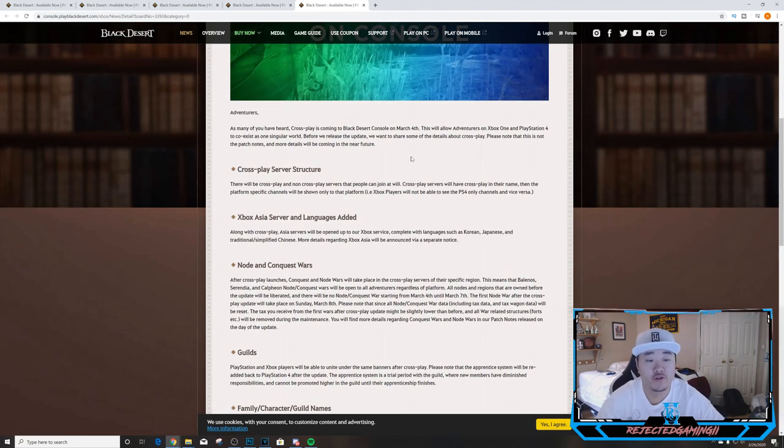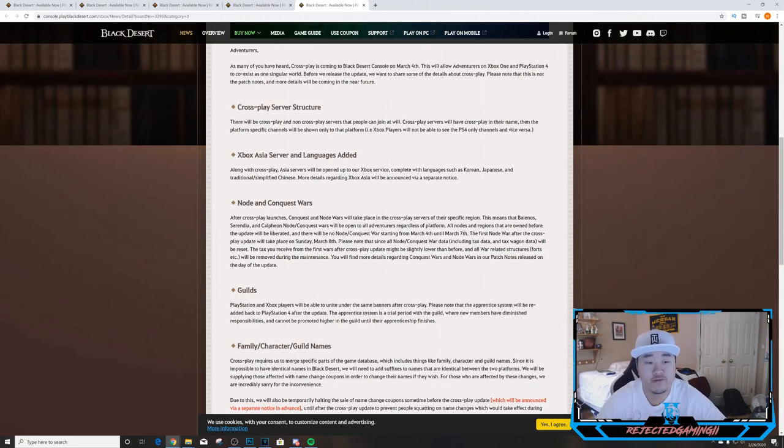So, crossplay server structure. There will be crossplay and non-crossplay servers that people can join at will. Crossplay servers will have crossplay in their name. Then the platform-specific channels will be shown only to that platform, i.e. Xbox players will not be able to see the PS4-only channels and vice versa.